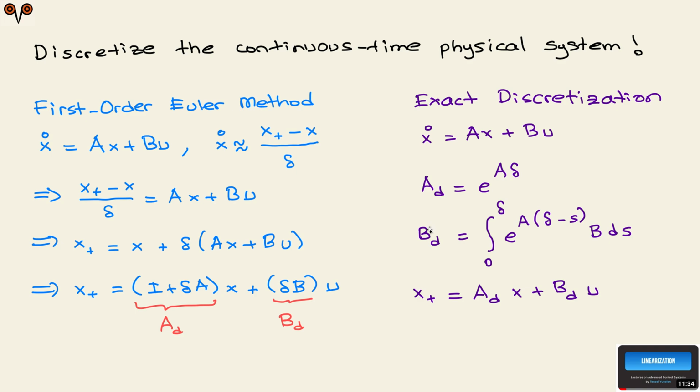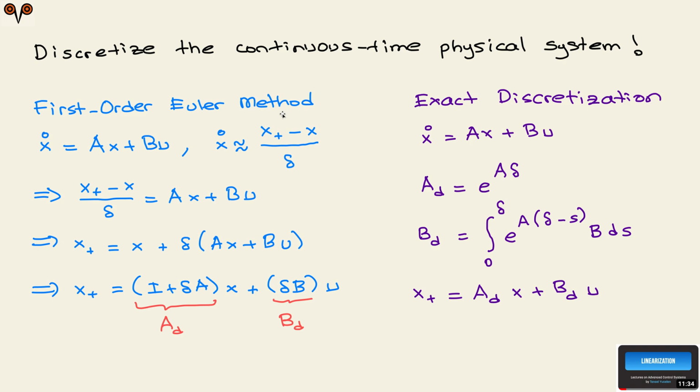Now, if your system is nonlinear, you can do two things. First, if you go to this video, you can linearize your nonlinear system at a desired equilibrium point and obtain the continuous time version, and then use either the first order Euler method or exact discretization for the resulting A and B matrices to obtain the discrete time version of that continuous system at this desired equilibrium point. Or, if you want to directly discretize a nonlinear plant, this exact discretization won't work, but you can apply the same steps using the first order Euler method.